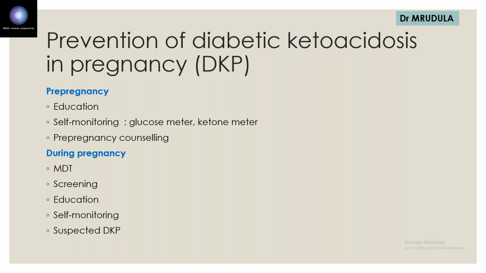Now, during pregnancy, it is multidisciplinary team monitoring where you have to take help of a diabetic nurse, diabetic specialist, dietitian, general practitioner. All these people should be involved in the management of the diabetic patient. Screening: you have to timely screen the patient at risk of diabetes mellitus or GDM. Education, as I told you, regarding diet and exercise, and also self-monitoring. And you have to diagnose suspected DKP, because as I told you, the manifestations can be very subtle or very serious. So you have to identify the patients from the signs and symptoms and do the necessary investigations.